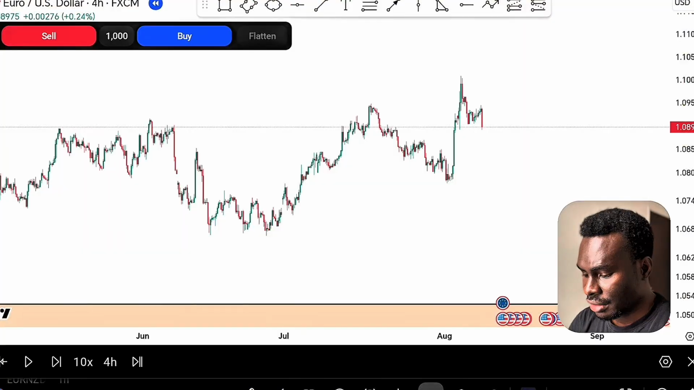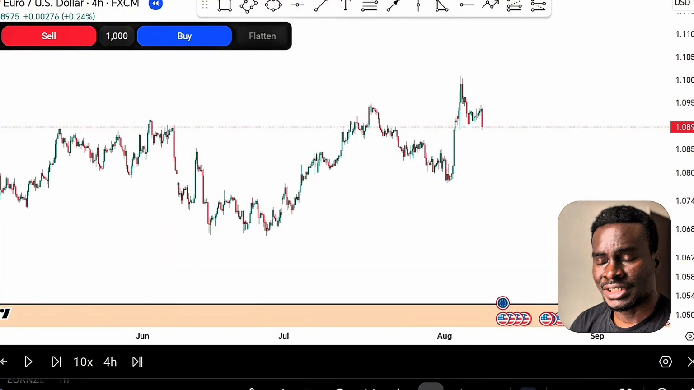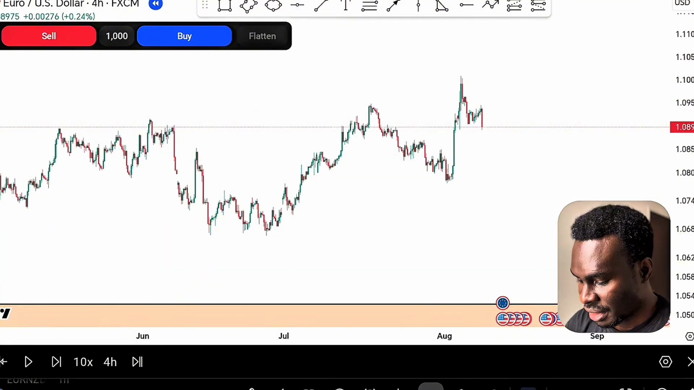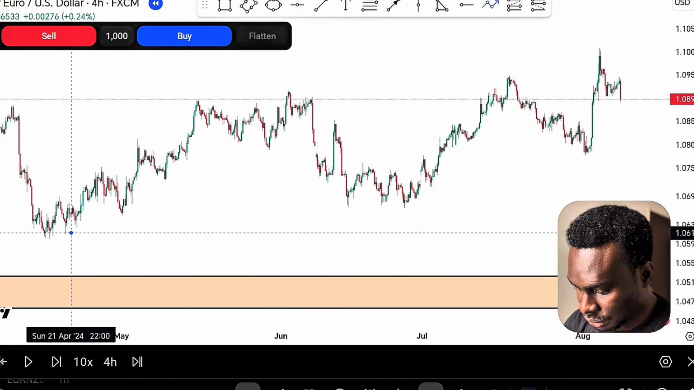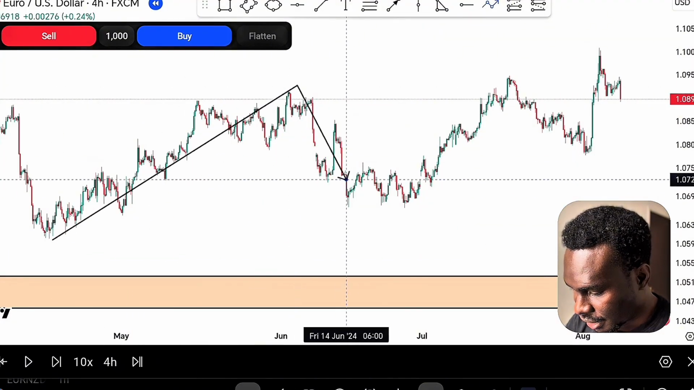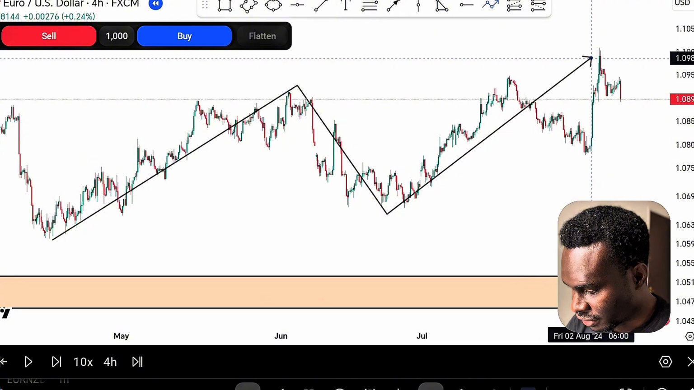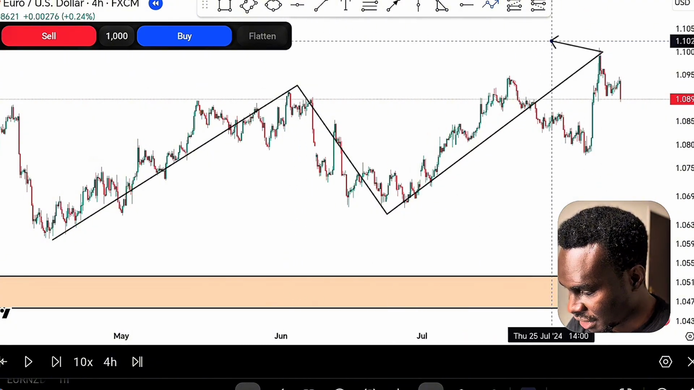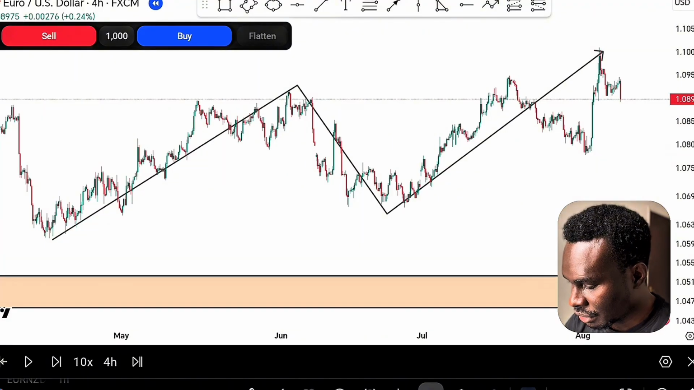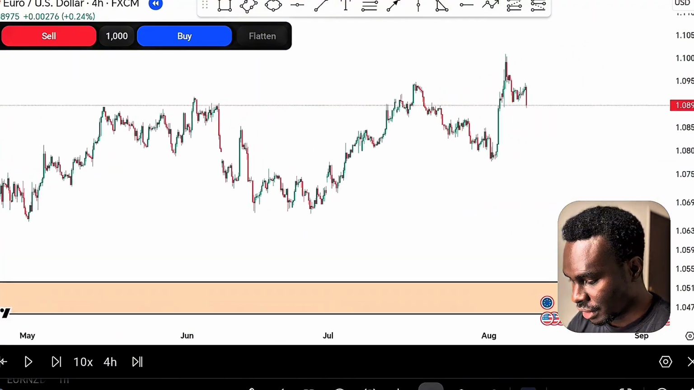Let's take another example, still on Euro USD. In this case now, this is the 4-hour chart. Euro USD is still in an uptrend. You can see that we are making higher highs. This is higher high, higher low. Then we have potentially made a higher high because it's higher than this one. So we have potentially made a higher high right about here. So we are bullish on Euro USD.